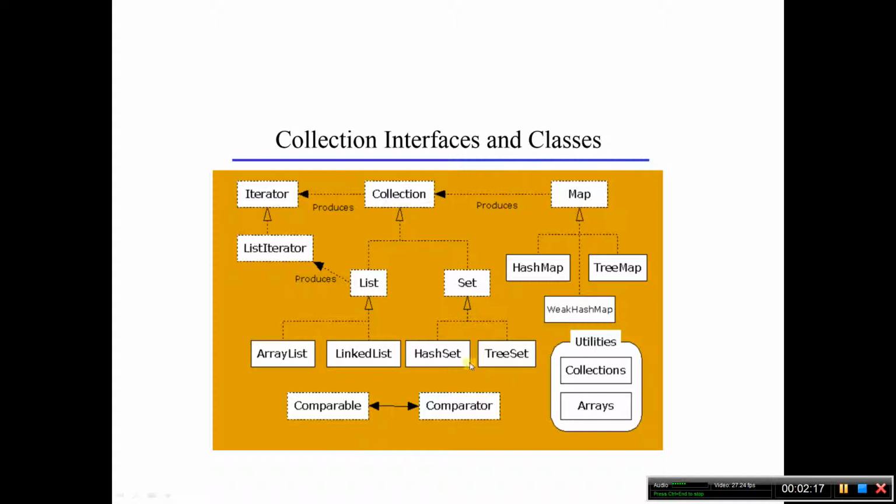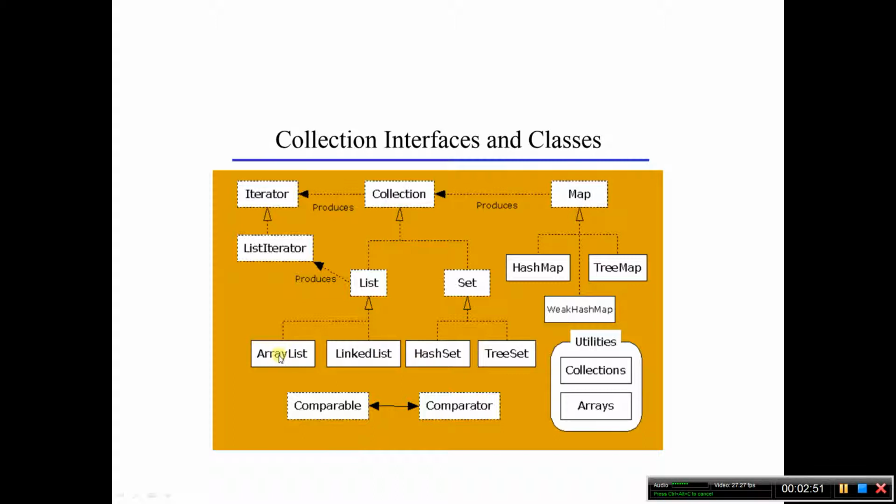But a set is different. A set, whatever the set it is, hash set or tree set, holds only unique objects. That means all the objects in any set are unique. So if you add the same object twice in a set, it will not be represented two times. It will be represented only once. Now, what is the difference between array list and linked list, and what is the difference between hash set and tree set? We can see.